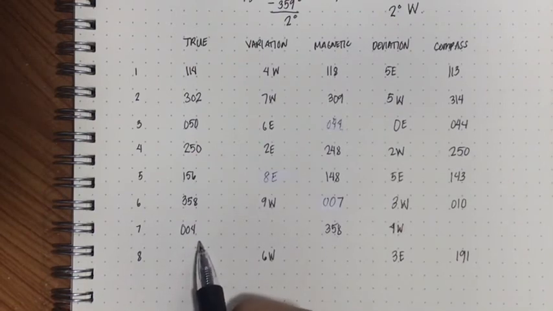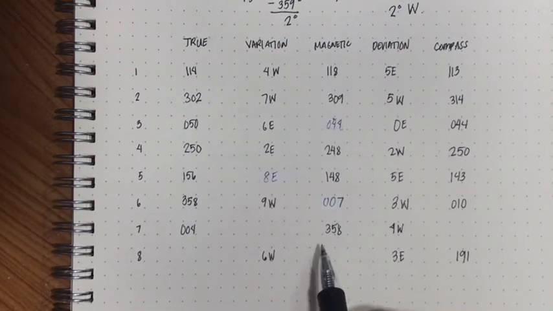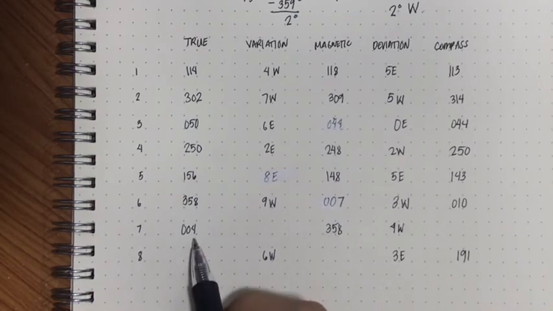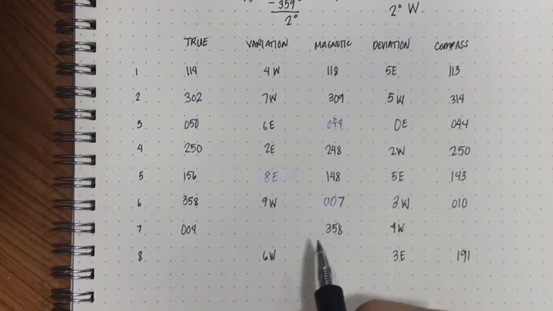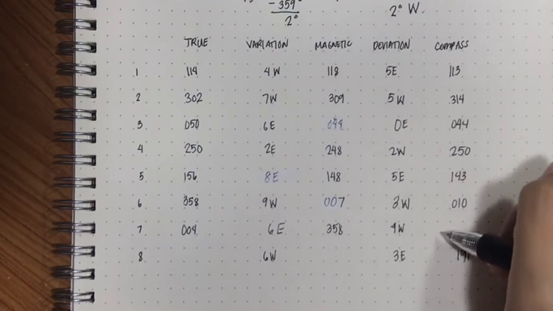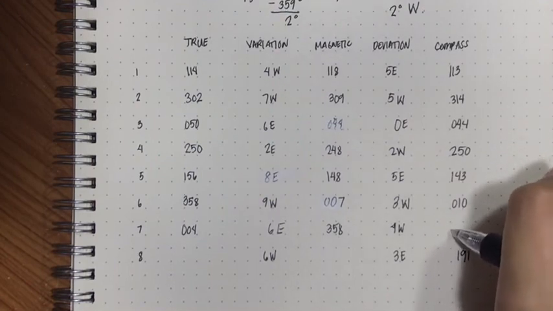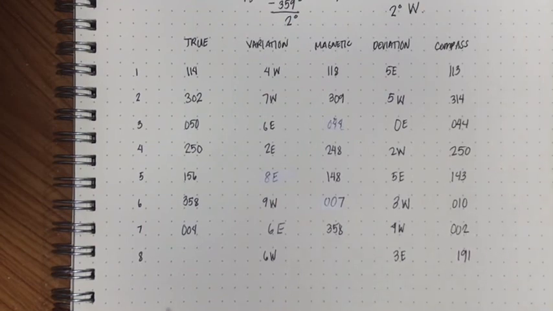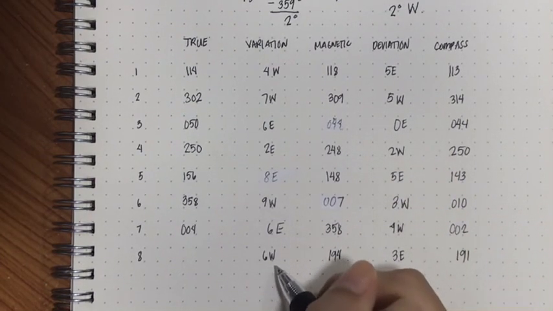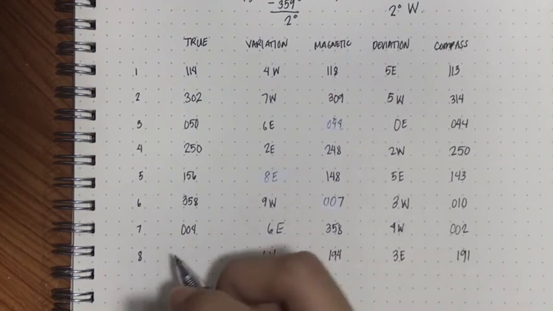Number 7, 004 true and magnetic 358. So 358 plus 2, that's 360, plus 4, that's 6. So the variation is 6 east. 358 magnetic plus 4 degrees west deviation, that is 002 compass. Number 8, 191 plus 3, that's 194 magnetic, minus 6 west, that is 188 true.